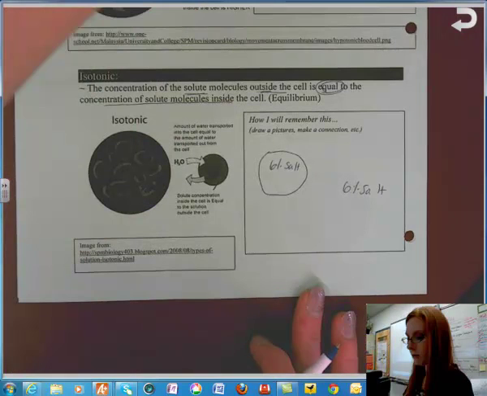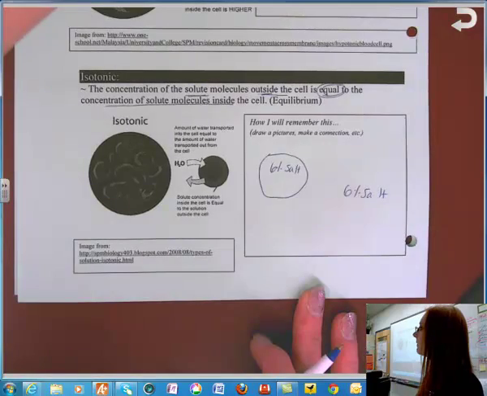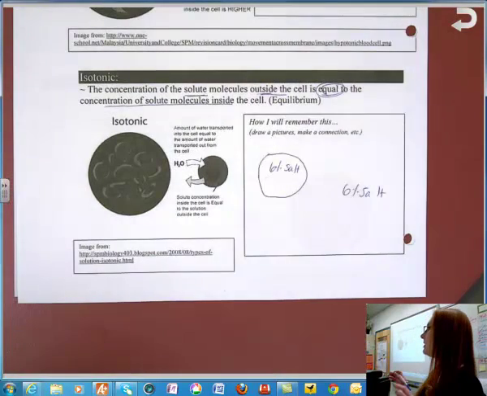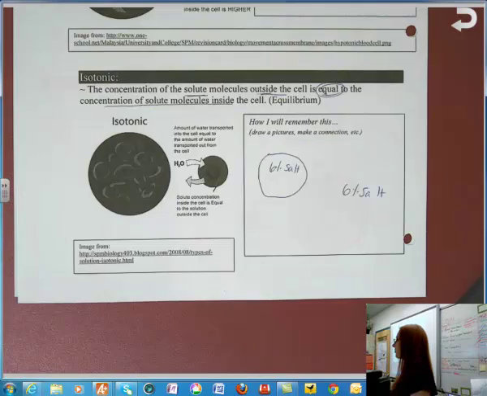Now, pardon me? It doesn't stay static. It is a dynamic equilibrium, so water from the outside goes in and water in goes out. It just constantly exchanges at an equal rate.